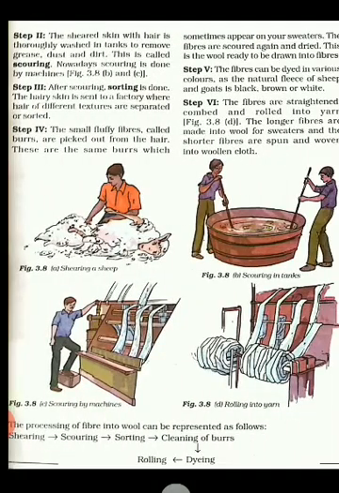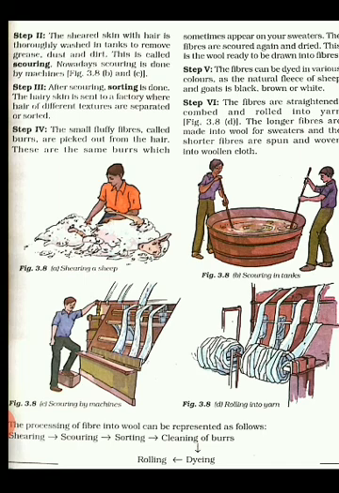Now the second one is scouring. Scouring means the sheared skin with the hair is thoroughly washed in tanks to remove grease, dust and dirt. This process is called scouring. So in this stage the hair is washed thoroughly. The third one is sorting. After washing, they separate the hair according to color and texture. The hairy skin is sent to a factory where hairs of different textures are separated.